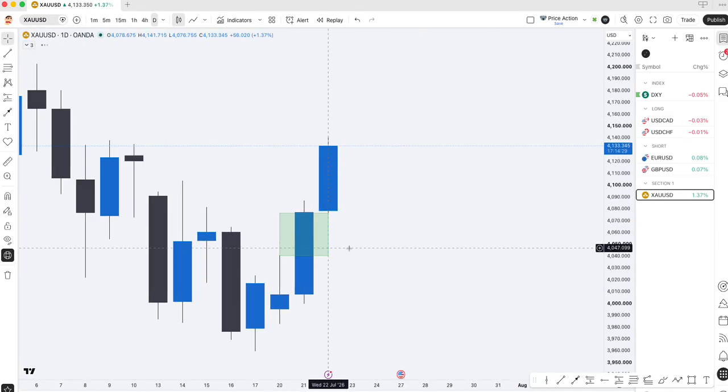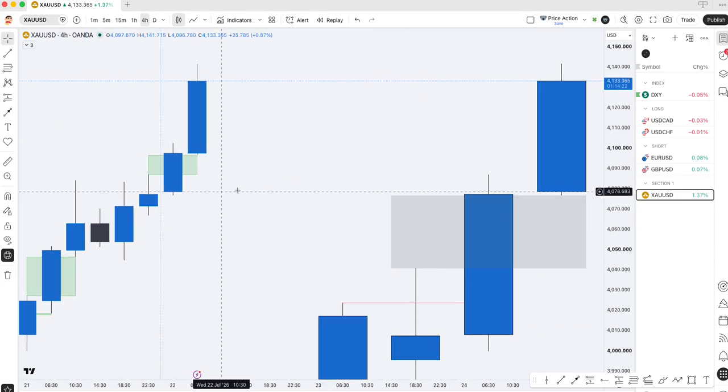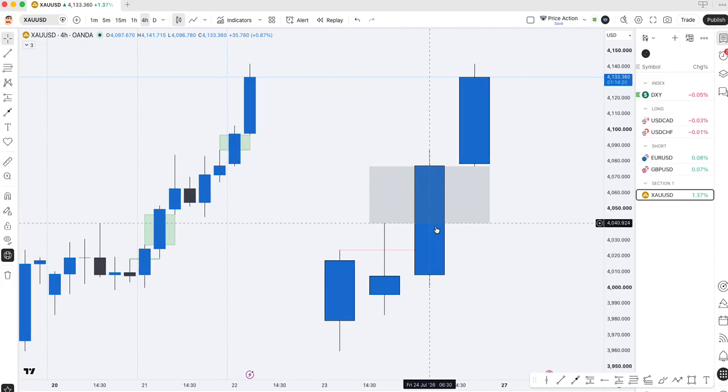Gold. If you remember in yesterday's video, I said if we close above this, I'm expecting price to go to the upside. But do we need it? Do we really need it? Again, yesterday's candle. So this was yesterday.